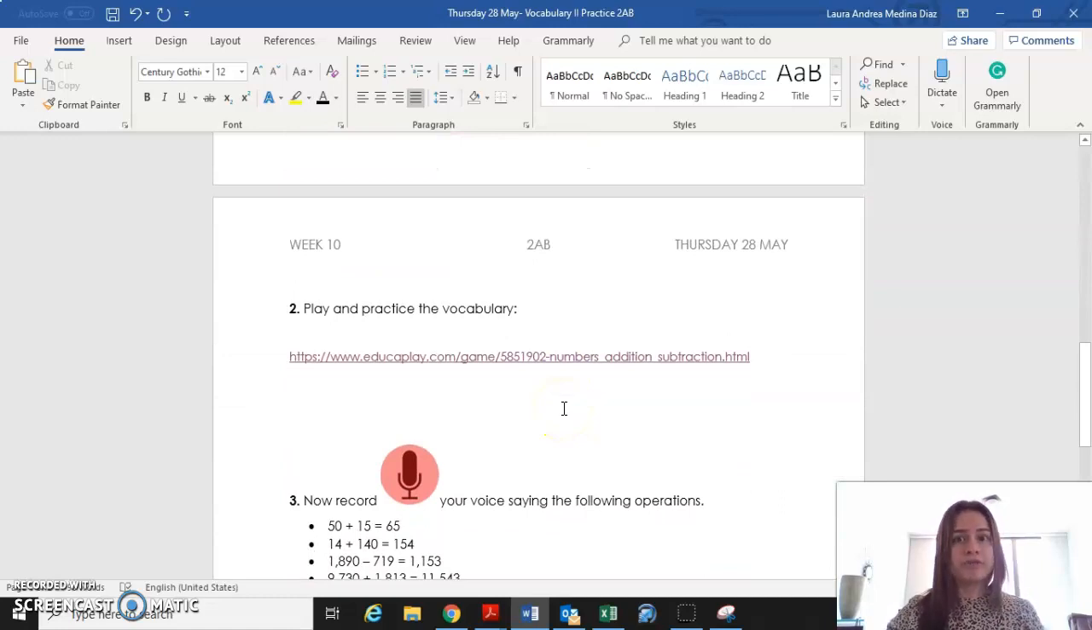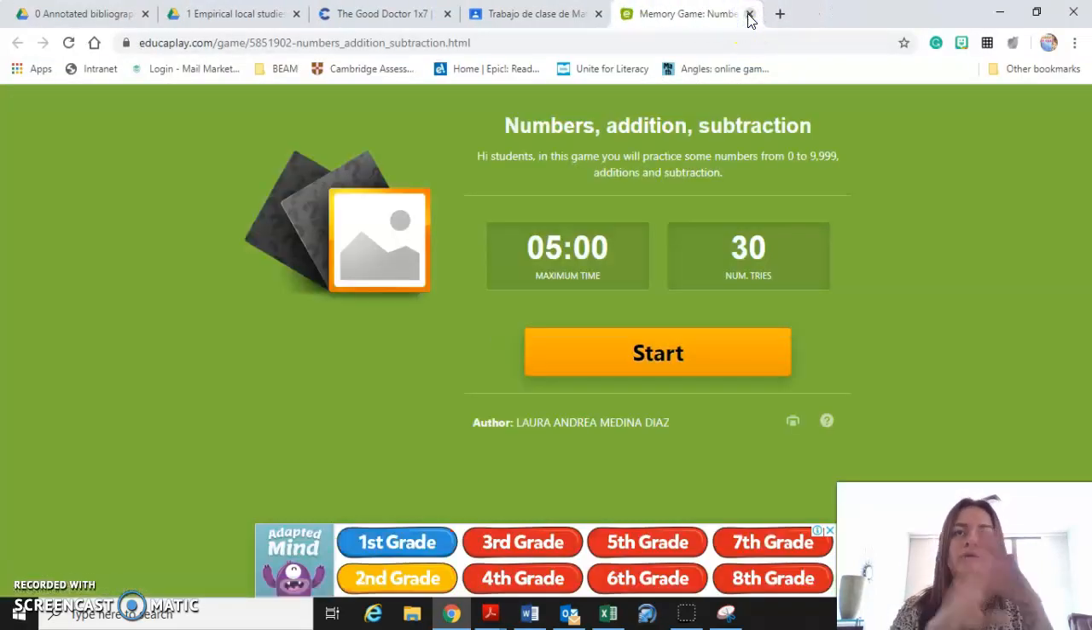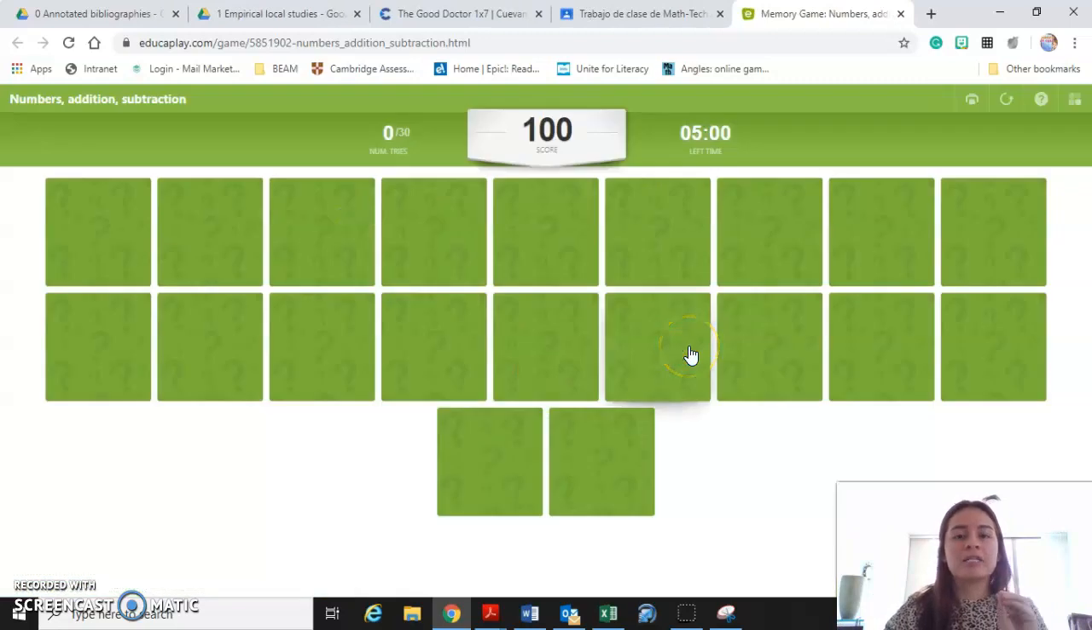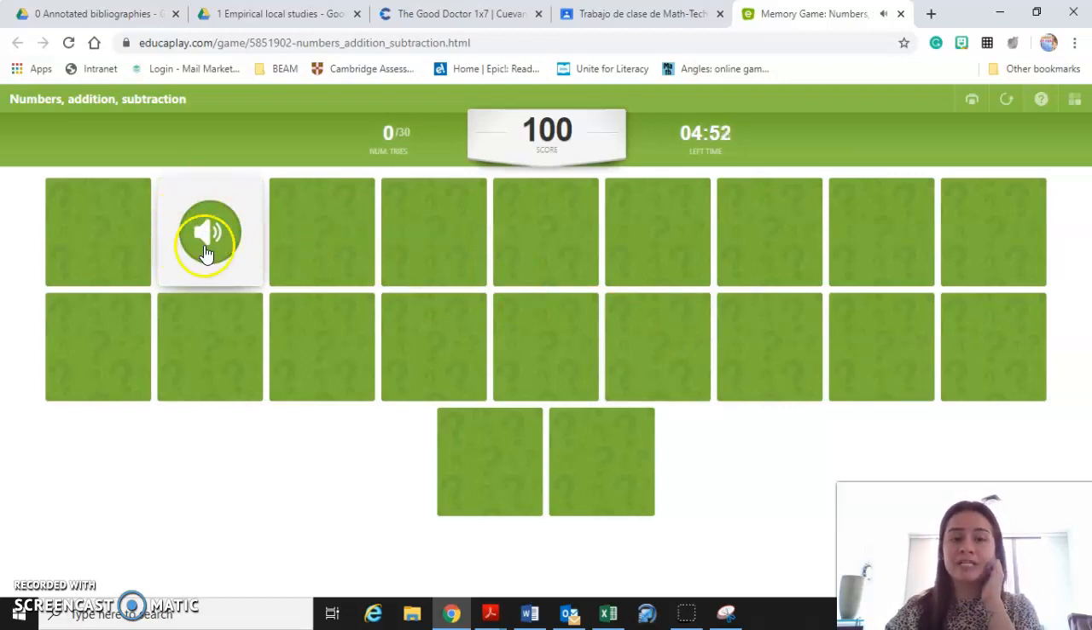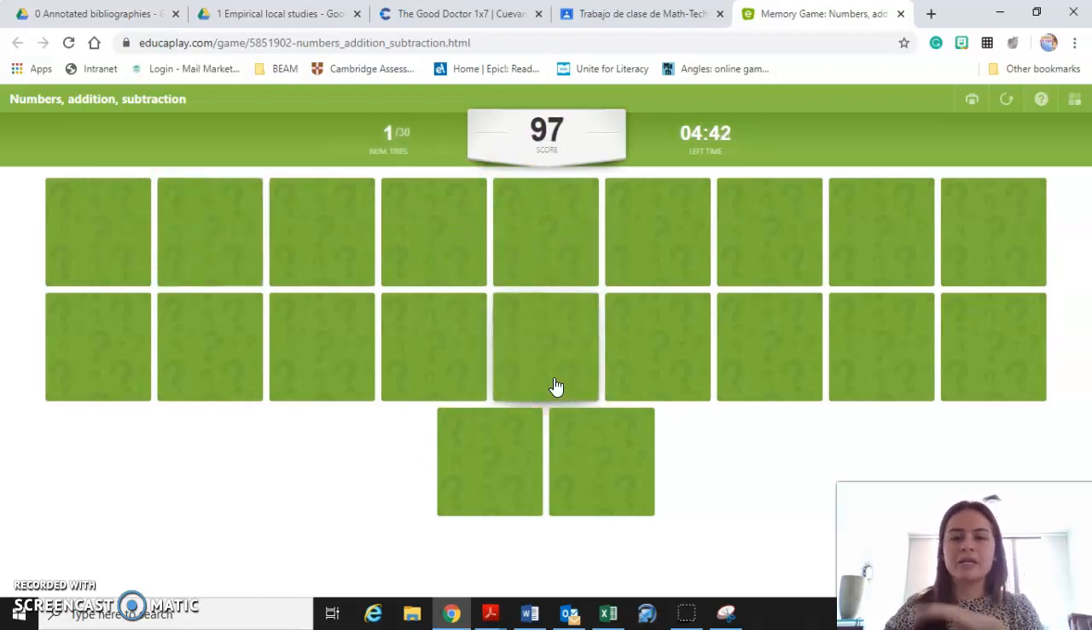The second part of the class is to go to this link. We're going to practice some vocabulary, not all the numbers because it's infinite and we need a lot of practice, but some numbers and some names that we need to take into account. So here you need to listen. For example, this one says 15. Teacher, I don't hear. You can repeat it. 15. So I need to find 15 in here. That was not correct. So I need to find the pairs.